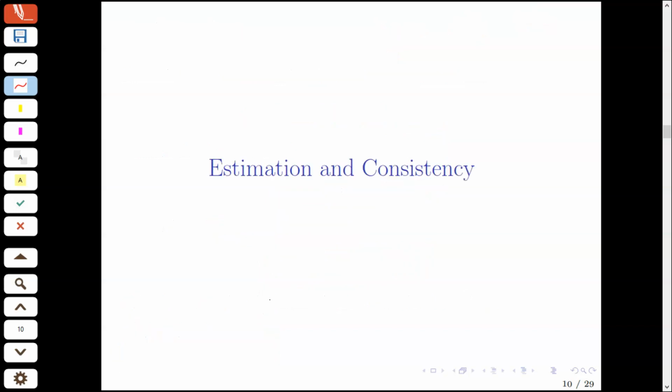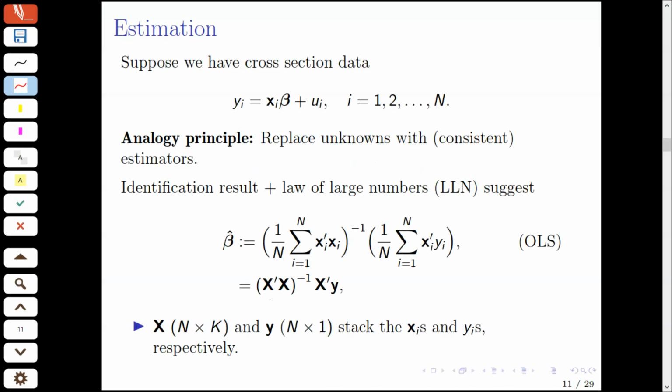Moving on to talking about estimation and consistency. Alright, so now we're supposing that we have IID data stemming from our linear model. So we have n observations of y and x at our disposal, and these are independent and drawn from the same distribution.